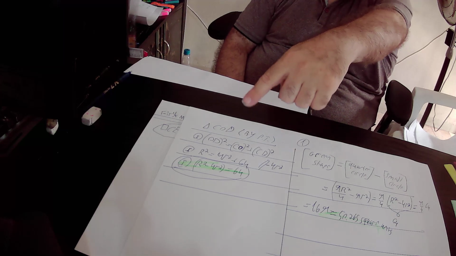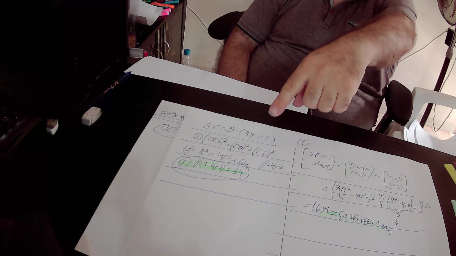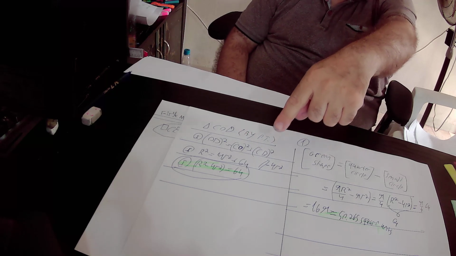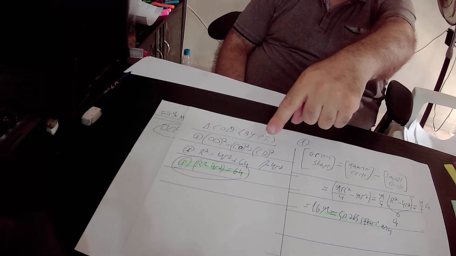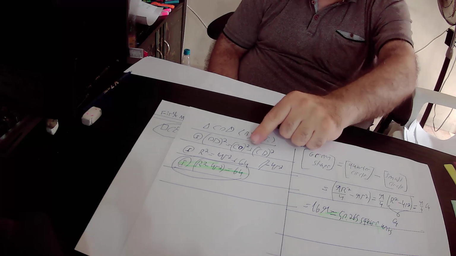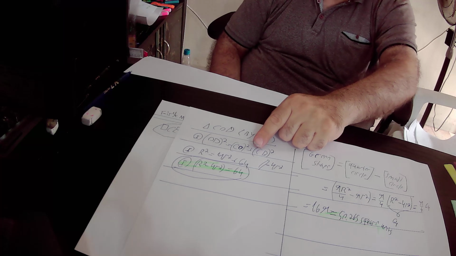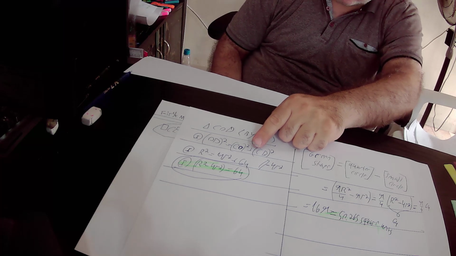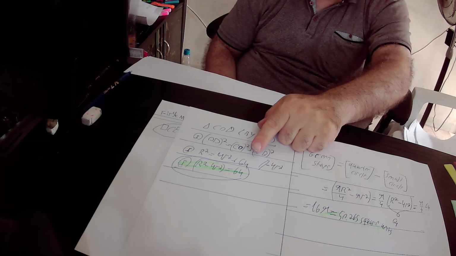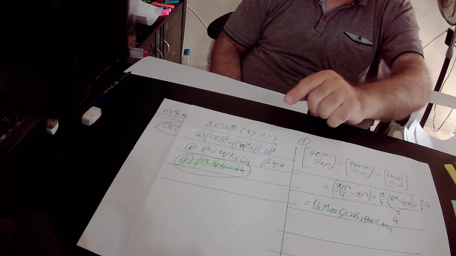OD equals capital R, therefore OD square is capital R square. CO equals 2R, therefore CO square is 4R square. CD equals 8, therefore CD square is 8 squared, that is 64. So in conclusion, we found out that capital R square equals 4R square plus 64. We subtracted 4R square from this equation and found out, according to equation number 1, that capital R square minus 4R square equals 64.